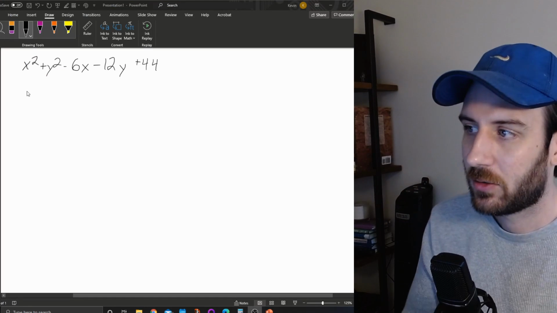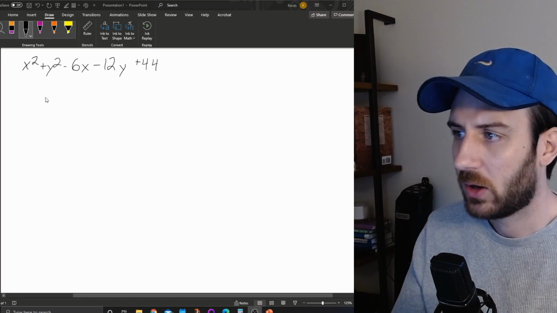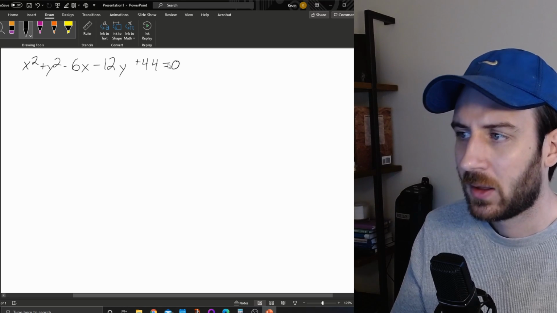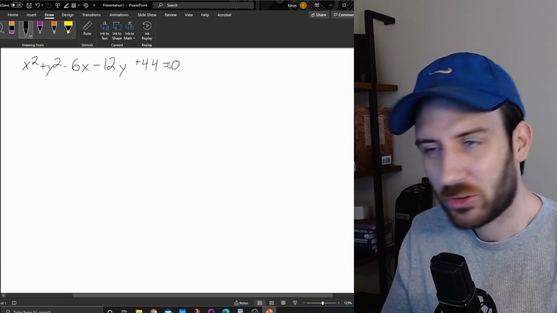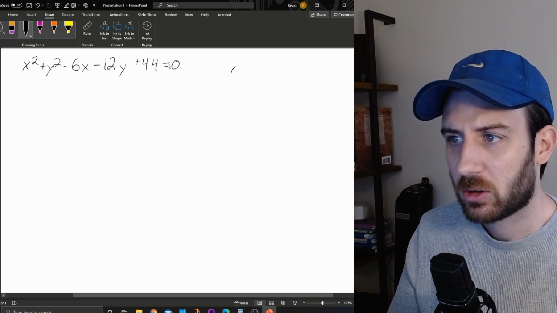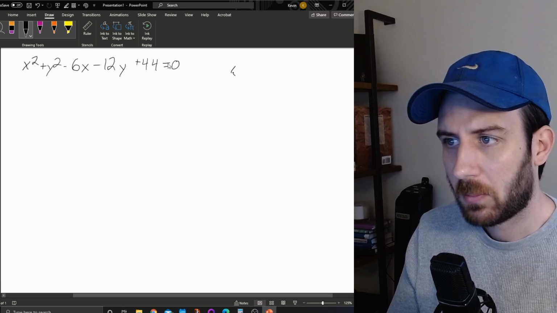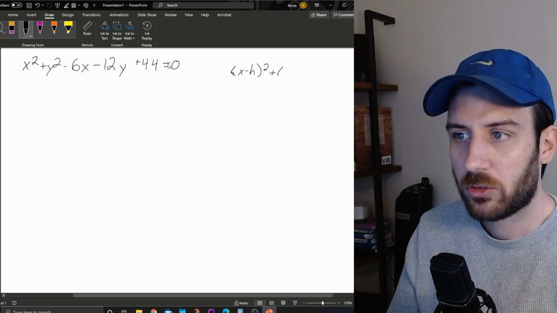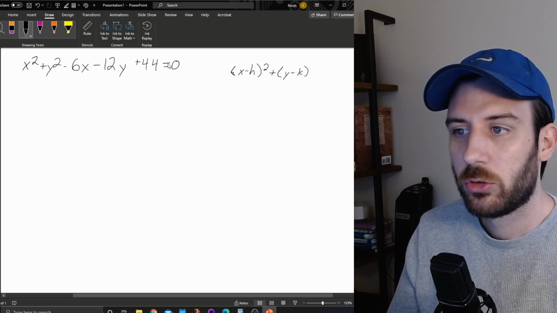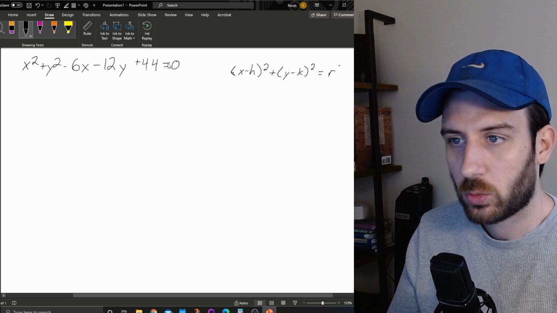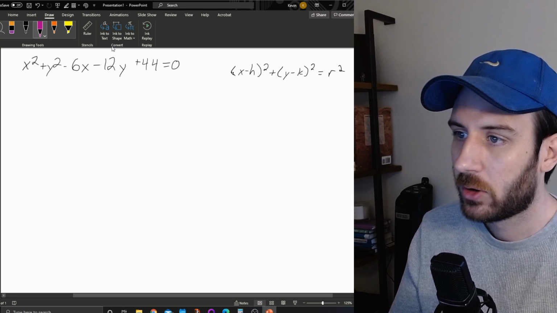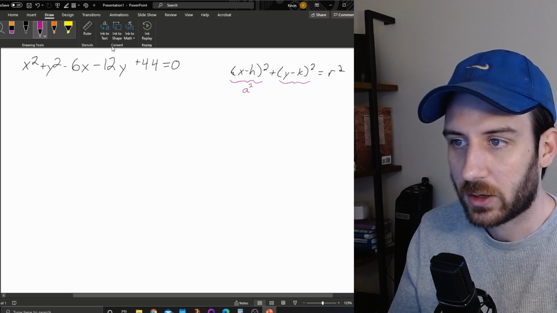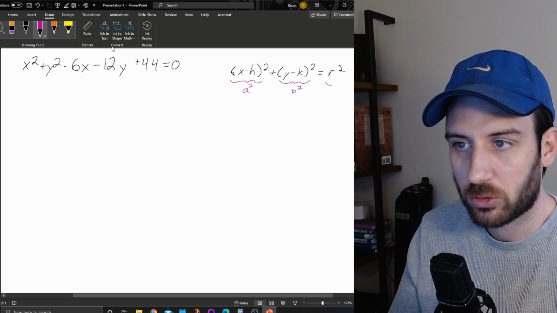So here I've copied down the exact same equation. We've got x squared plus y squared minus 6x minus 12y plus 44 equals 0. Now keep in mind that the standard form of a circle that we're used to seeing is something along the lines of x minus h squared plus y minus k squared equals r squared, where this is one leg of my triangle, like an a squared, and this is another leg of the triangle, like a b squared, and this is the hypotenuse of the triangle, like a c squared.